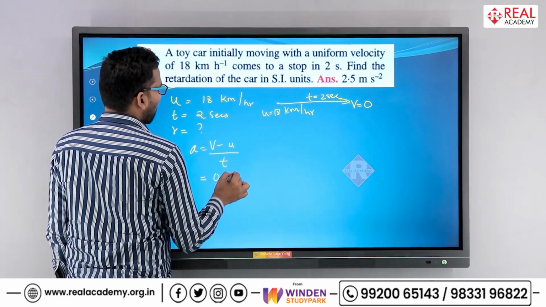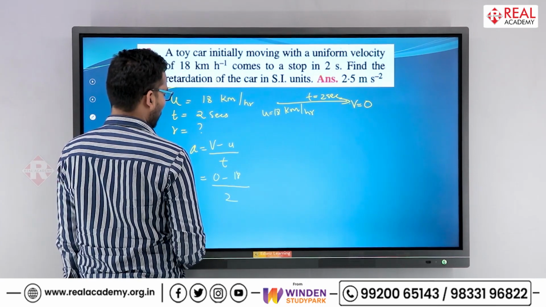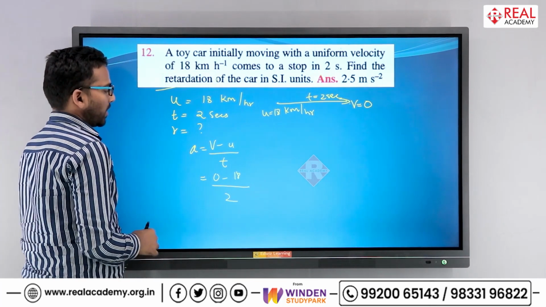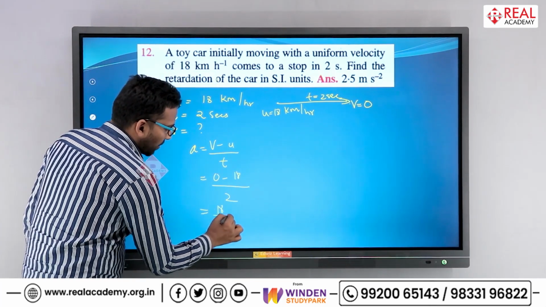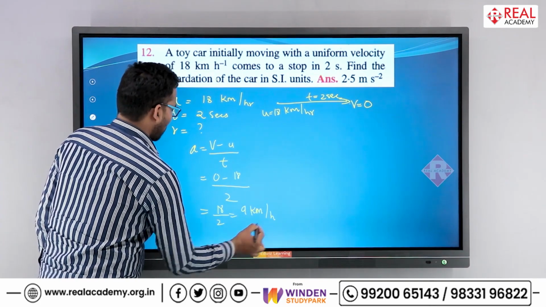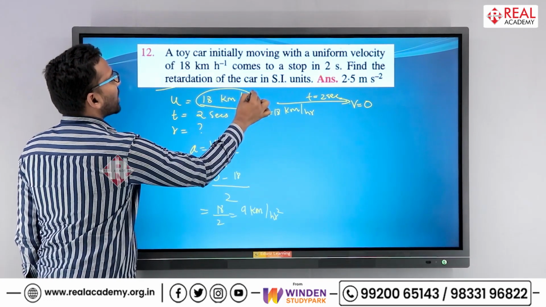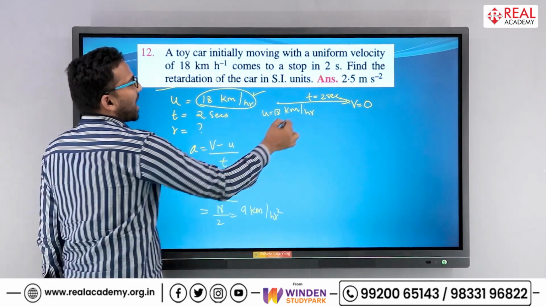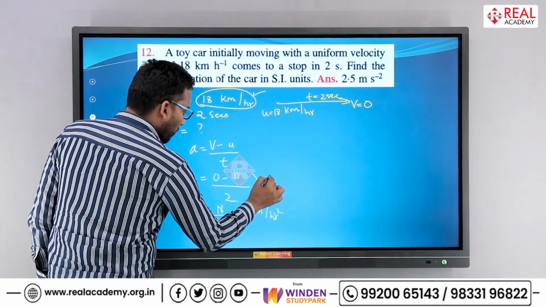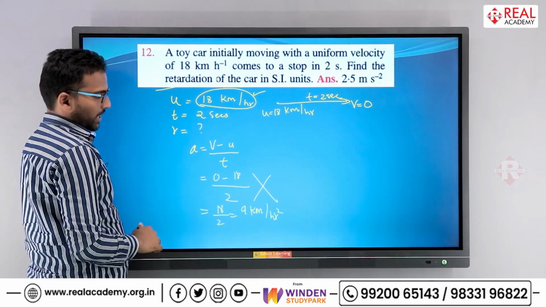V is 0 minus U. U is 18 upon 2. How many seconds? For 2 seconds. Wait. If we go by this now, it's coming as 18 by 2, that is 9 kilometer per hour square, right? Because we have not converted this data into meter per second. Our answer should be in meter per second square. So before putting the value into the formula, first convert into meter per second, right?